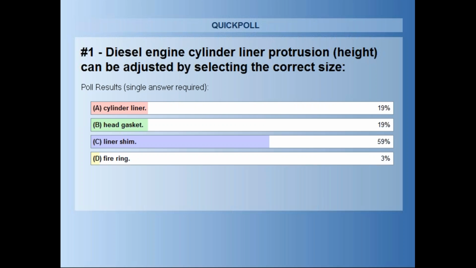All right, Bob, thank you. All right, so let's move along and we'll go into the next style question.